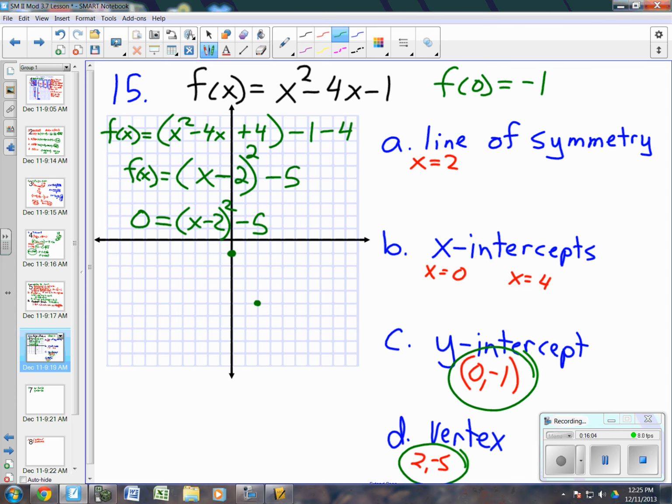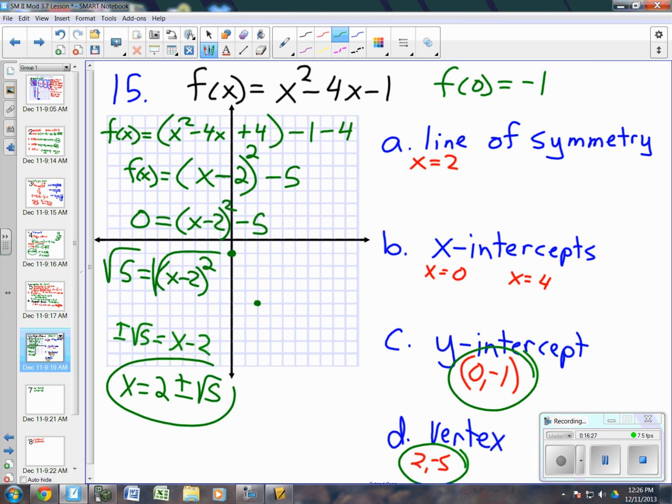So what am I going to do to solve this? Add 5 to both sides. What am I going to do next? Square root both sides, right? So I get x minus 2 equals plus or minus the square root of 5. What's the last thing I got to do? Add 2. So x equals 2 plus or minus the square root of 5. There's my two x-intercepts.